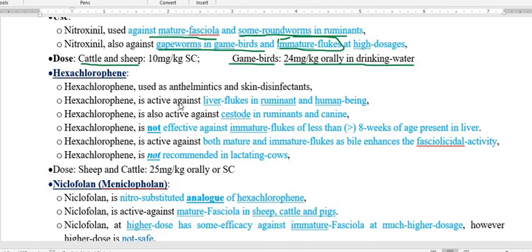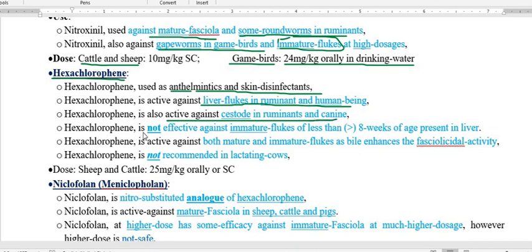In the same substituted phenol group, another drug is hexachlorophene. Hexachlorophene is used as an anthelmintic and also acts as a skin disinfectant. Similar to clogental, it acts against adult liver fluke in ruminants and human beings, and it also has some activity against cestodes in ruminants and canines.